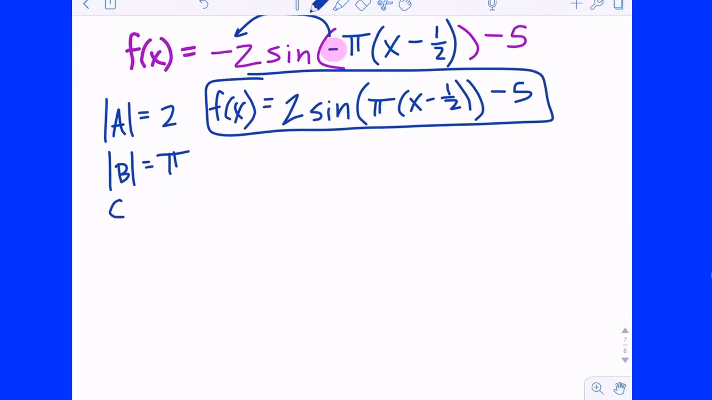C is going to be what? Left or right a half? Right, 1/2. D is up or down 5? Down 5.